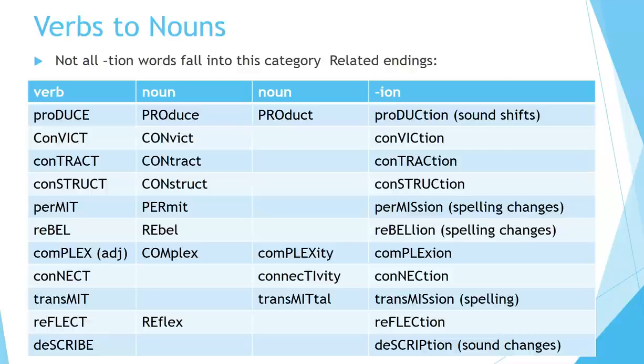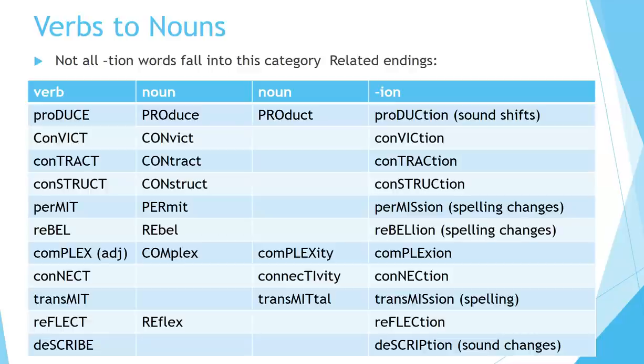Complex, complex. Now in this case, complex is not a verb, but it's an adjective. We put it here to show you that the pattern is still the same. Now, because we don't have a verb form of this, we have a different noun form, complexity. And we have a different ending here as well, complexion. Notice the X-I-O-N. Let's look at the next one, connect, connectivity. See how the stress has shifted there. Connection, again, the stress is right before the T-I-O-N ending. Transmit, transmittal, and then transmission. Notice the spelling changes. This is like permission above, where there's an S-I-O-N and a double S before the I-O-N ending.